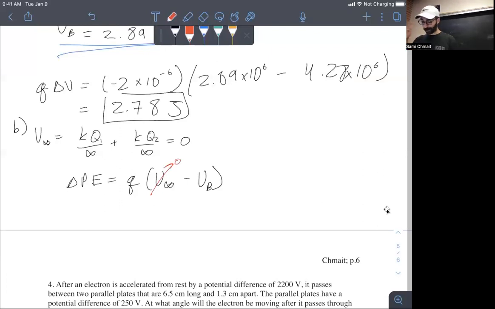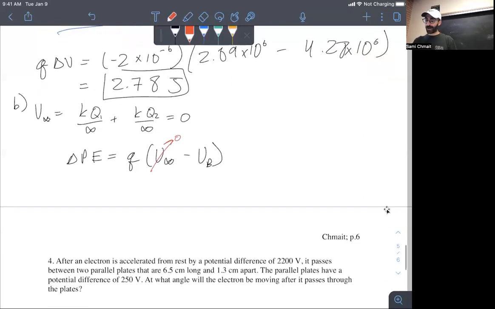This variable crosses out to equal 0, and we're left with Q times a minus VB. We're going to clean that all up, and we're going to see that it's equal to 5.78 joules.